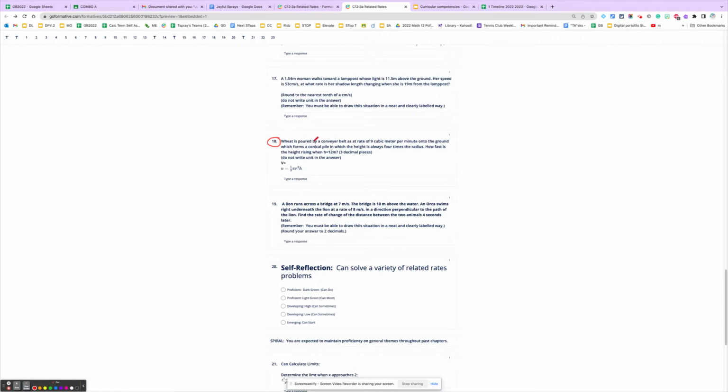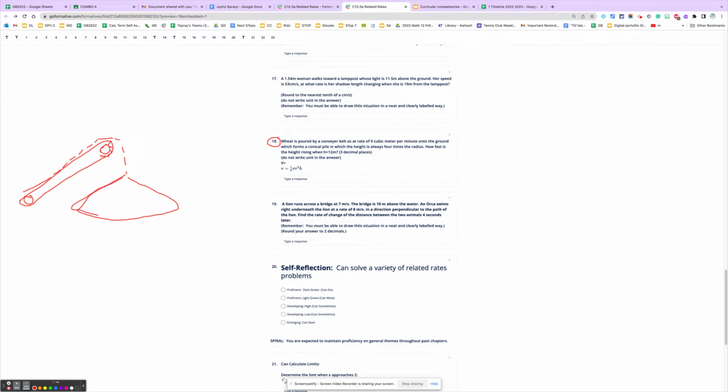Okay, so it says there's wheat being poured over a conveyor belt. So I'm going to do my best attempt at a conveyor belt. I'm going to put the little things like this, and that thing is spinning, and there's wheat like this, and it's coming over the top, and it's making sort of a conical pile. So it's like a cone shape on the ground, and it's getting bigger.